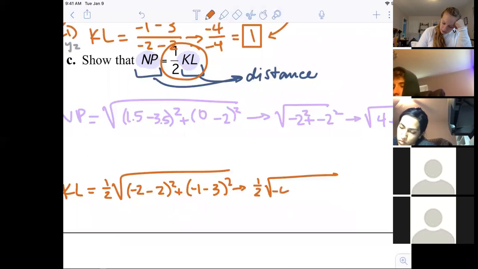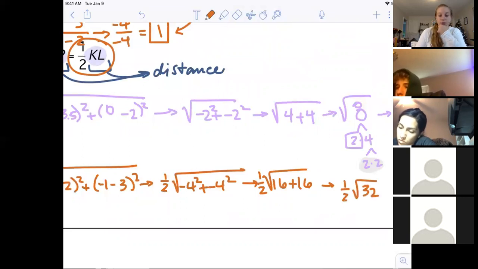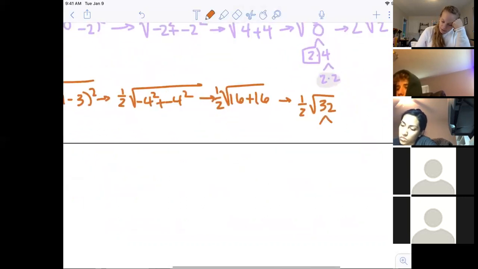Negative 2 minus 2 is negative 4 squared, and then negative 1 minus 3 is also negative 4. Again, put parentheses if you're going to make a mistake with your signs, but we know everything squared is positive. So I've got 1/2 of 16 plus 16, which becomes a big root 32. And then I do my factor tree for 32.